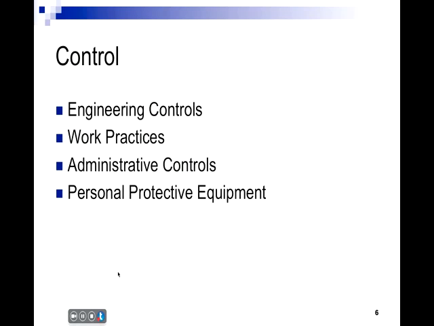And then the last is control. And to control a hazard, you again use a hierarchical approach where the first thing you'll try to do is engineering controls. If you cannot implement sufficient engineering controls, try work practices or administrative controls. And the last thing you ever want to do to control a hazard is to use personal protective equipment.